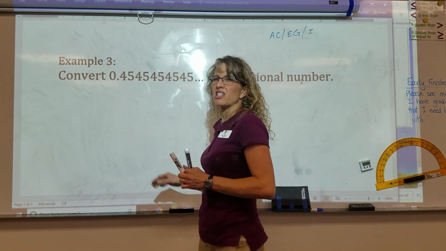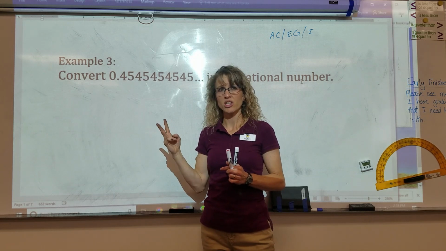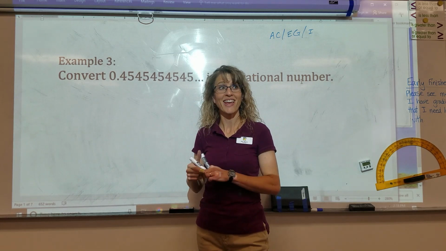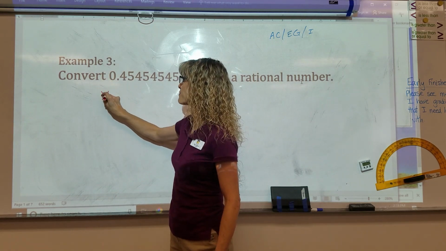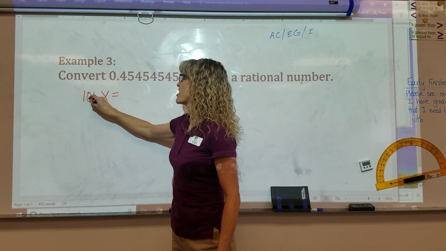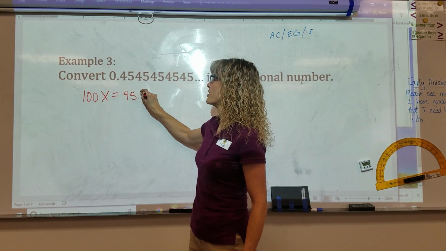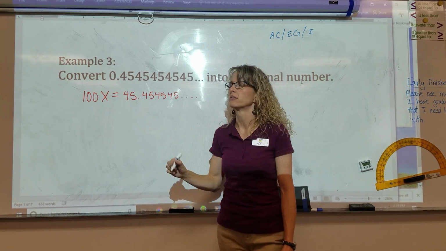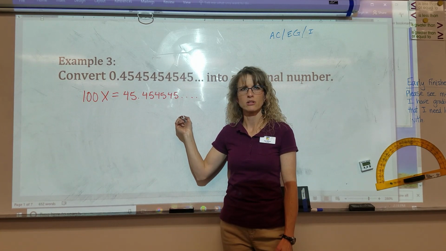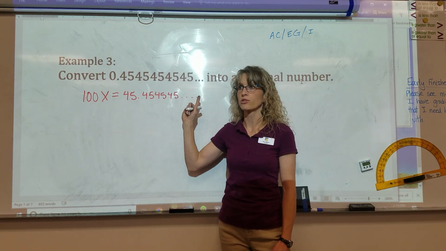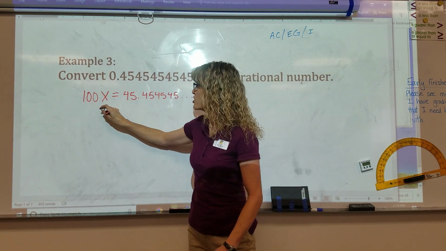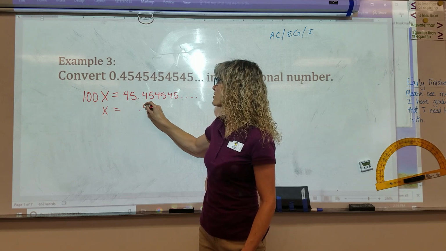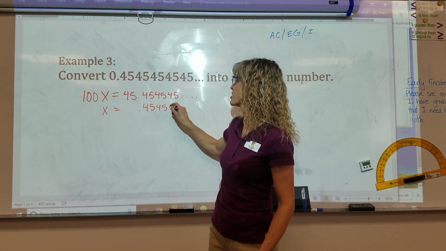What if there are 2 digits repeating? Can this method work with 2 digits? It actually can. We're going to times by 100. 100x would make it 45.4545, 45. Nod your head if you agree. Is that true? Because 2 zeros would move it over 2 times. Okay, good. Then my original is x equals 0.45, 45, 45.